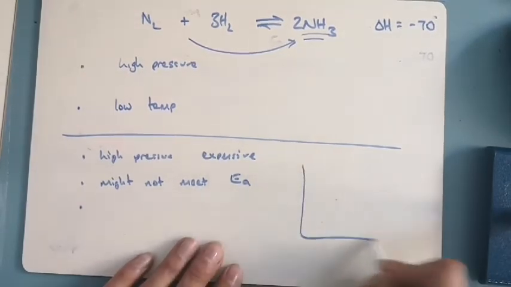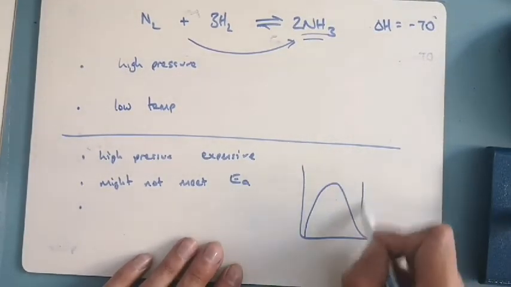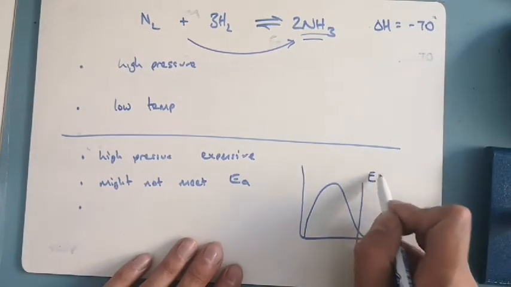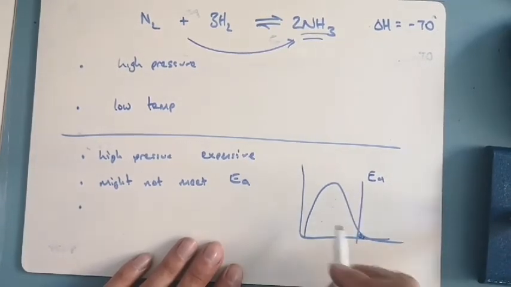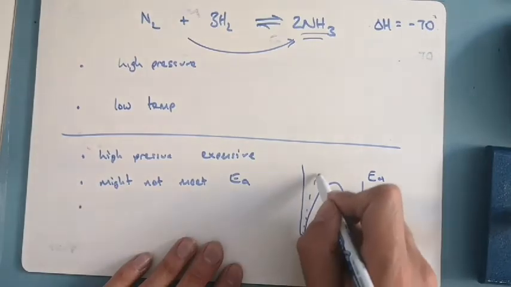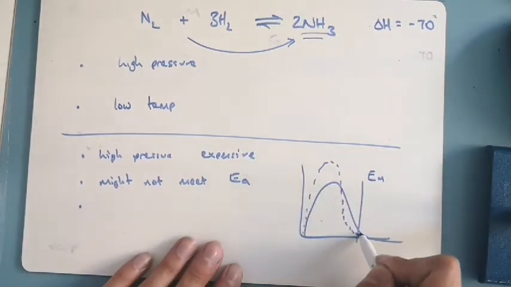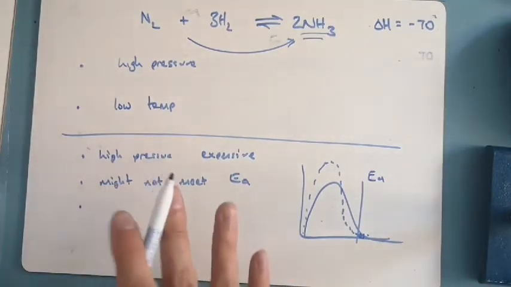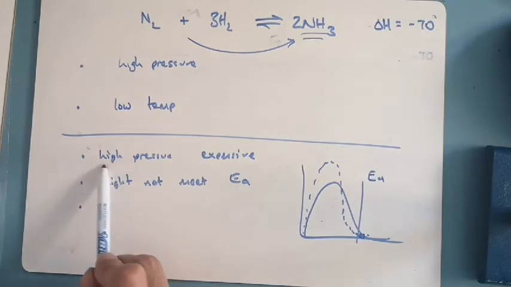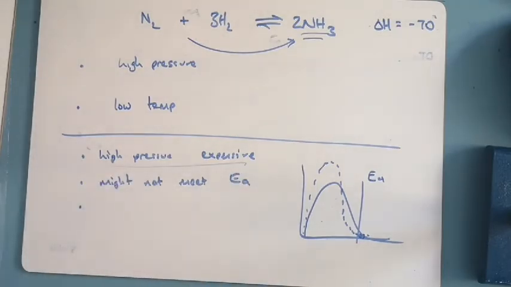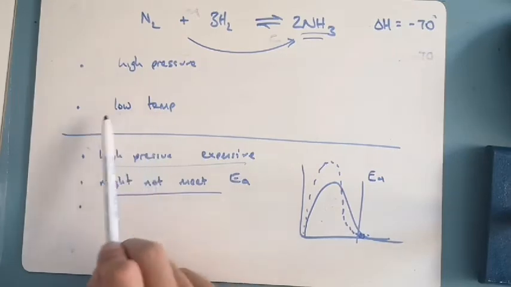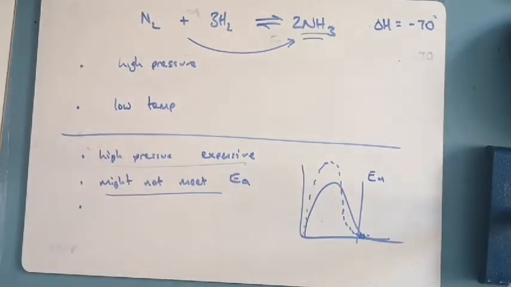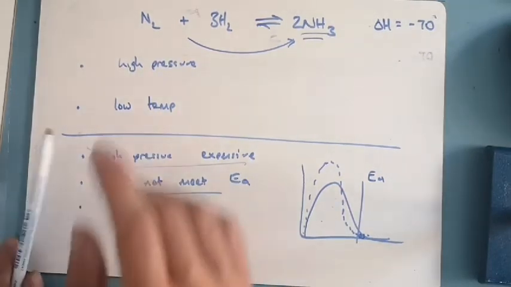So, for instance, in the Boltzmann distribution, if we've got our EA there and only a little bit reacting, and we lower the temperature, suddenly we've got even less that's able to react. So there is a compromise that's met in industry, where they might not go as high with the pressure as they'd like because it's too expensive to maintain that pressure, and there might not be enough to meet the activation energy, in which case they still have to heat it up a bit in order to get an actual reaction occurring in the first place.